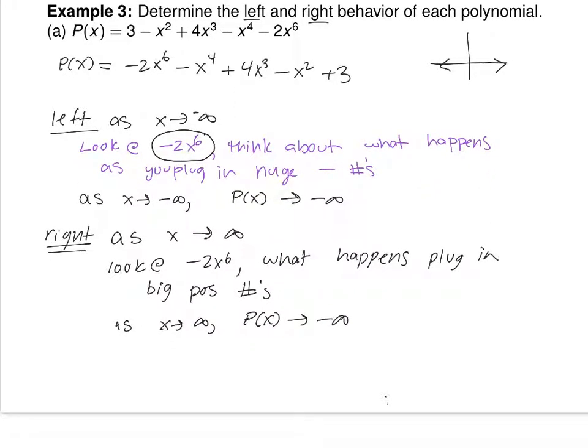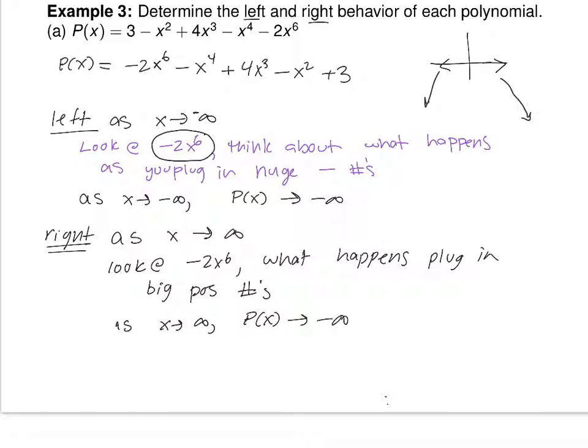What that tells you is that your picture goes down in that direction and goes down in that direction. You don't know what happens in the middle, but you know that on the ends it goes down. The in the middle business is determined by all the other coefficients. They will determine what happens in the middle in between those points.